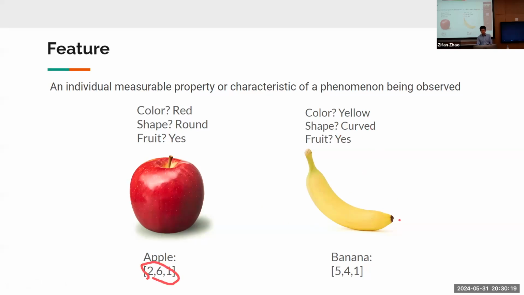And similarly for banana, since it's yellow, it's curved, and also as a fruit, we give this 3-dimensional vector 5, 4, 1 to banana. So it doesn't matter what this 2 or 6 exactly means, because in this first dimension, the 2 means red and the 5 means yellow. In the second dimension, the 6 means it's round, and 4 means it's curved. But it's not the digits here that matter, it's the distinctions between the digits that really matter.